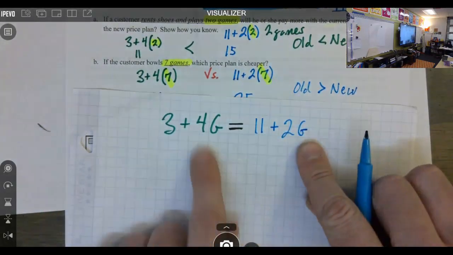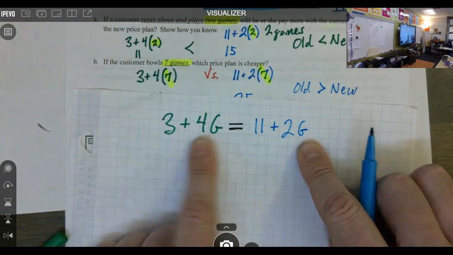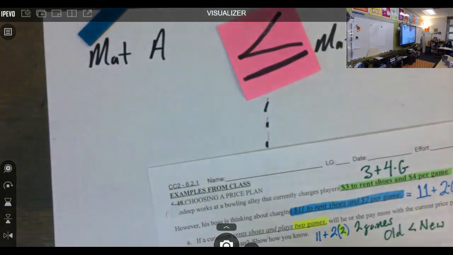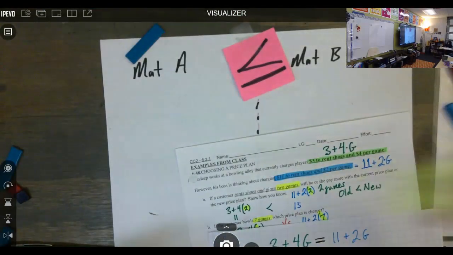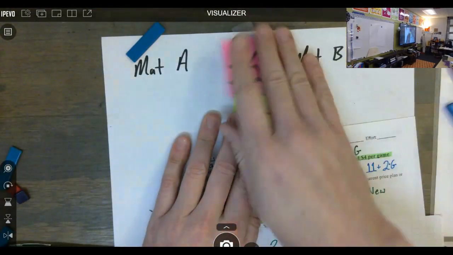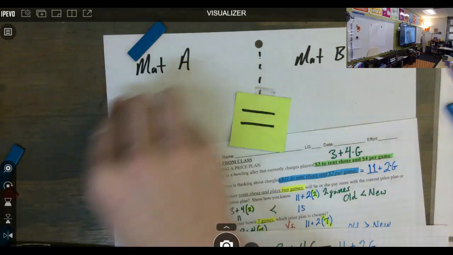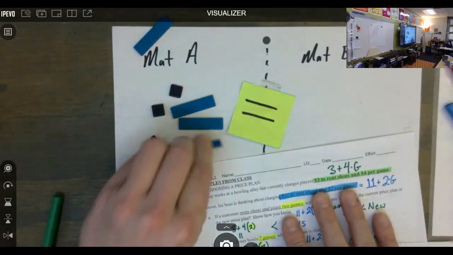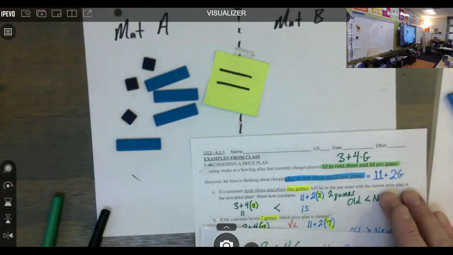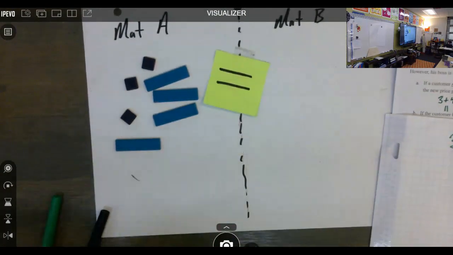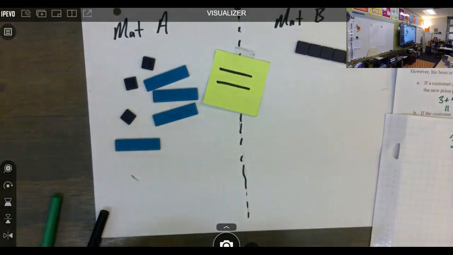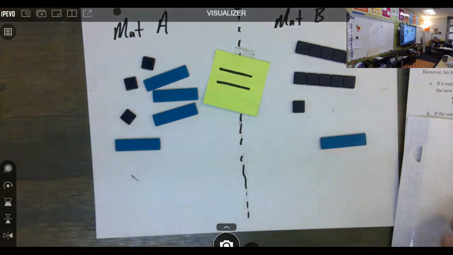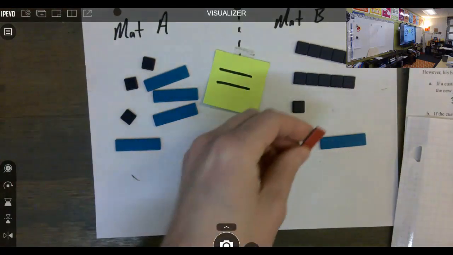And instead of G's, we can think of these like X's. And if you need to use your expression mat, use your expression mat. Except instead of saying not equal, now we're going to say they're going to be equal. So if I want to set this up, I could do 3 plus 4G. I could do 11 and 2G. Good thing I have these tiles to make my life easier.